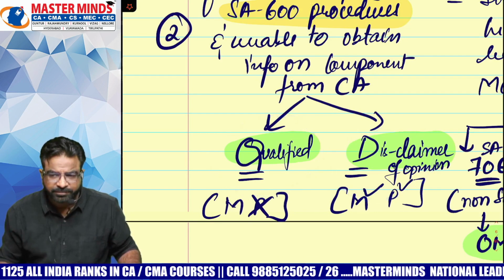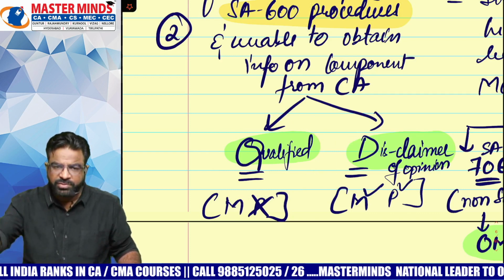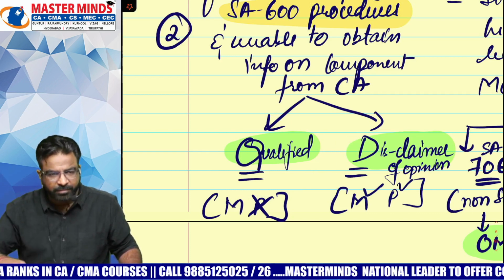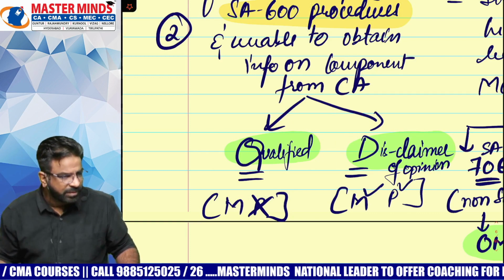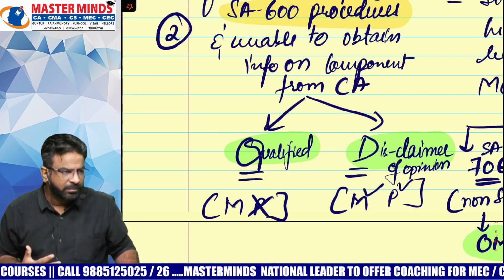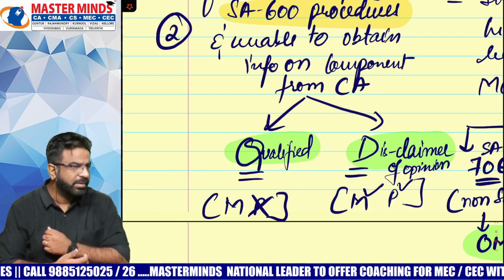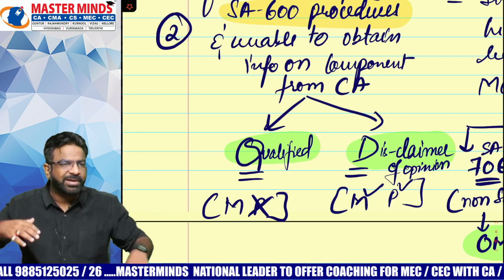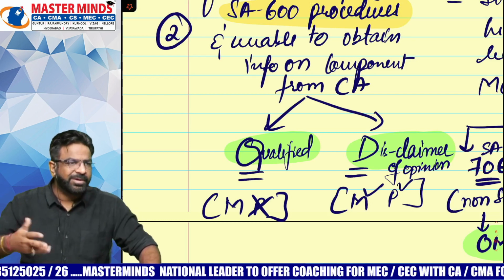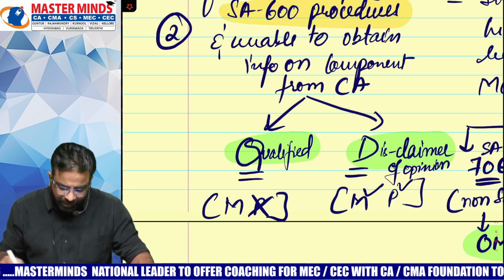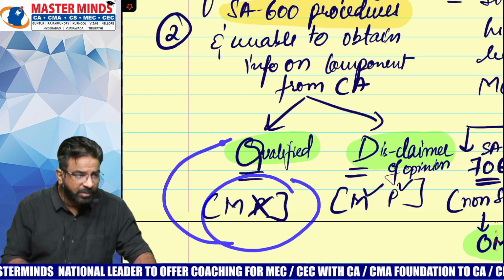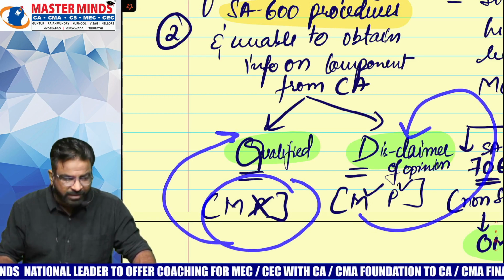Why? I told her to do some work. She did it, but I didn't like her work. First of all, should I use it or should I not use it? But what should I give then? Why am I giving a modified report here? Because the work I gave her, did I get it or did not get it? So is it availability or non-availability? If it is M but not P, qualified. If it is M but P, disclaimer.